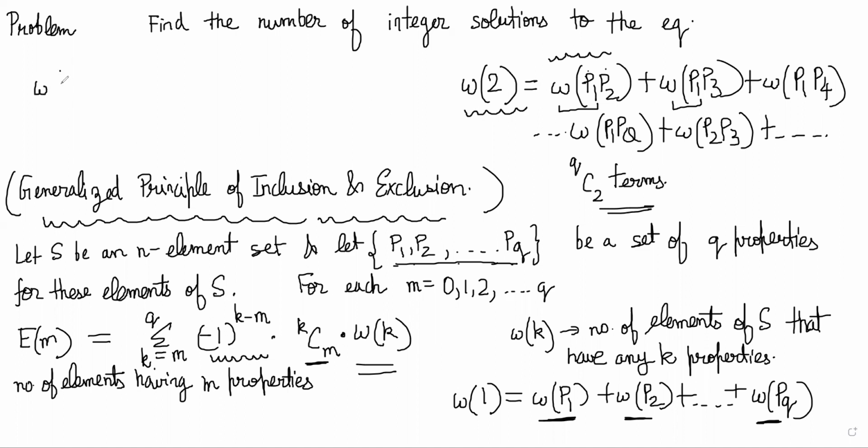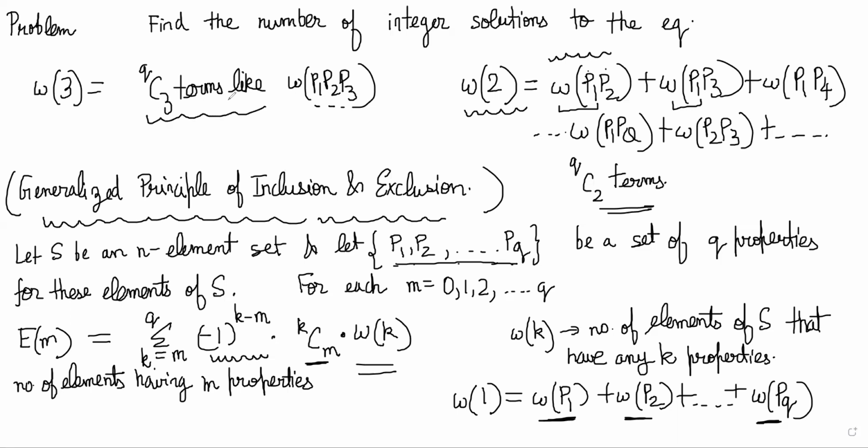What will be W3? W3 will be qC3 terms like W of P1, P2, P3. So basically all the elements that satisfy P1, P2 and P3. So there will be such terms. There are many terms, qC3 terms, and you will add up all of them. That will be your W3.